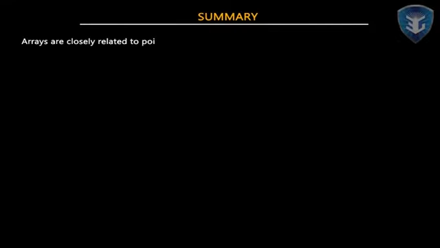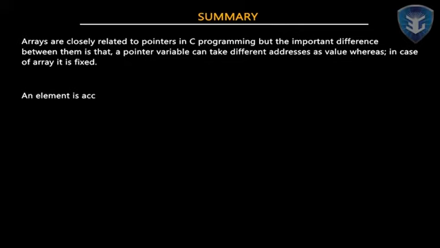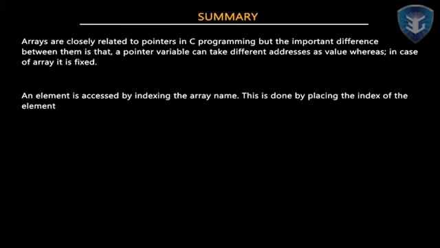Now in the end, let us summarize what we have learned in this lecture. Arrays are closely related to pointers in C programming, but the important difference between them is that a pointer variable can take different addresses as value, whereas in the case of an array, it's fixed. An element is accessed by indexing the array name. This is done by placing the index of the element within square brackets after the name of the array.